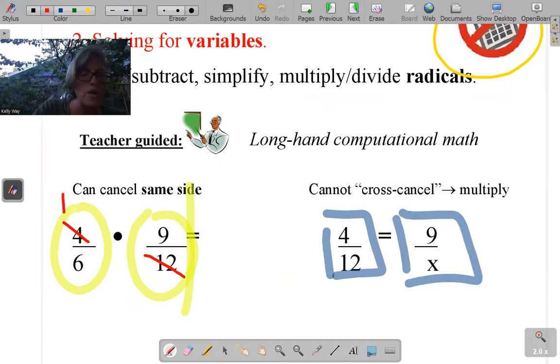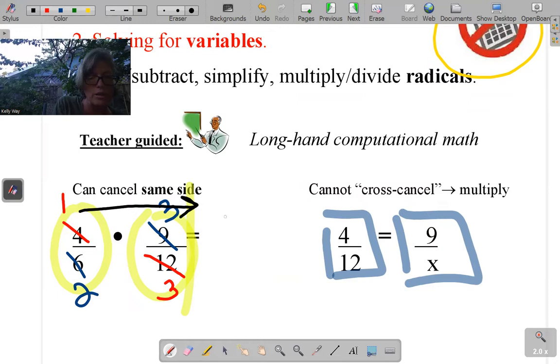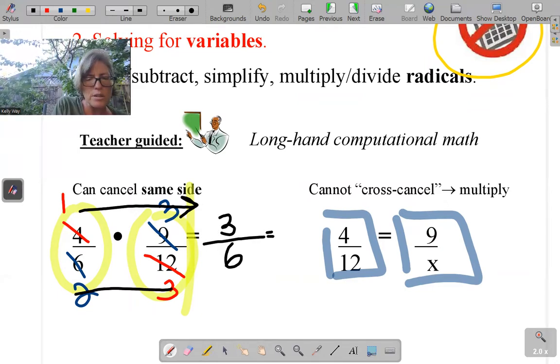4 goes into 4 1 time, 12 3 times. 3 goes into 9 3 times, 6 twice. Now to actually multiply, to solve, then I go straight across, and I get 3 over 6. You can reduce that one more time and get 1/2.